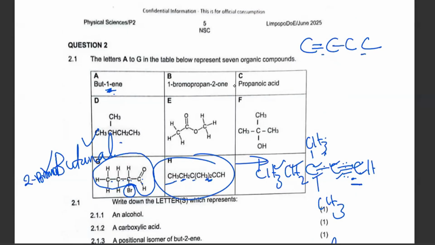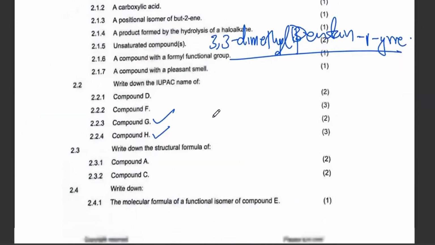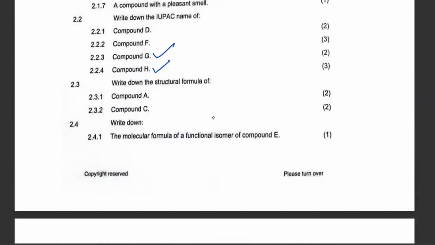Now, the rest we put hydrogens. The hydrogens are supposed to be 4. 1, 2, 3, 1 hydrogen. 1, 2, 3, 4. So hydrogen, hydrogen, hydrogen, hydrogen, hydrogen, hydrogen, hydrogen, hydrogen. Yeah, you get it right. We go to the next question. So we get this one right.